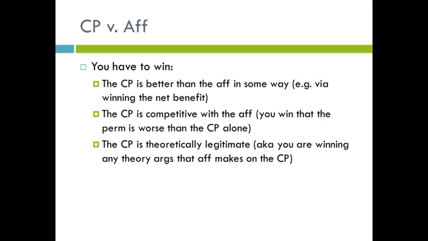Alright, here's the next one, the counterplan versus the AF. So you have to win 3 things. First, you have to win that the counterplan is better than the AF in some way, aka by winning the net benefit. Next, you have to win the counterplan is competitive with the AF. So you have to win that the perm is worse than doing the counterplan alone. So remember, you have to win that either the counterplan and the plan can't happen simultaneously, or you have to win that it's worse to do both the plan and the counterplan at the same time, aka the perm.